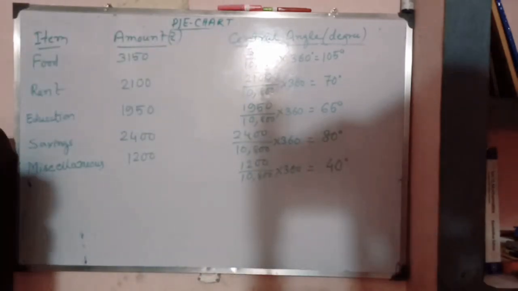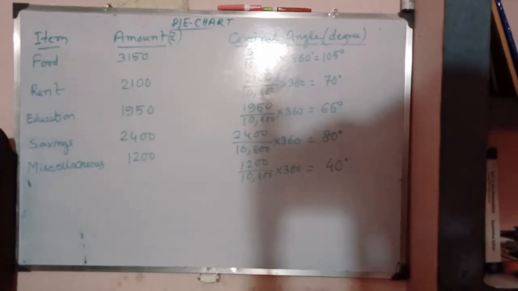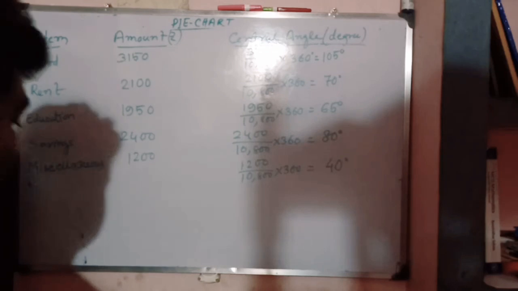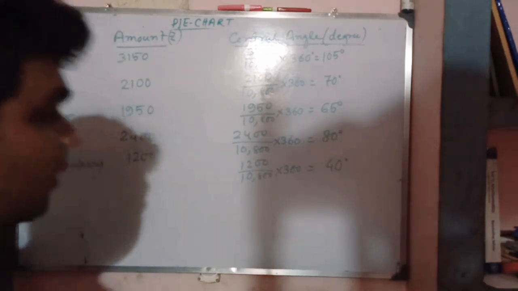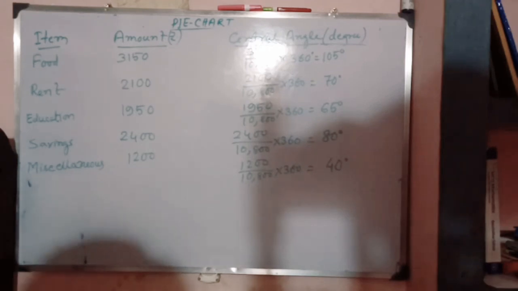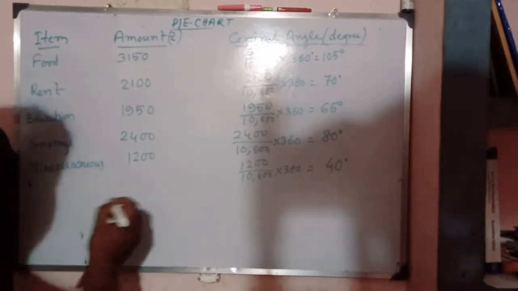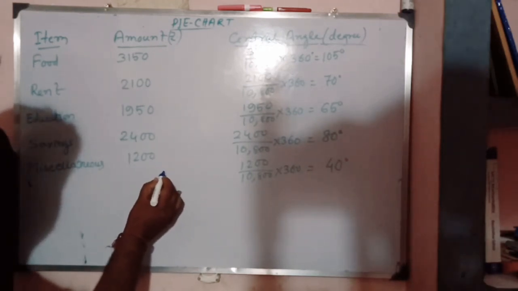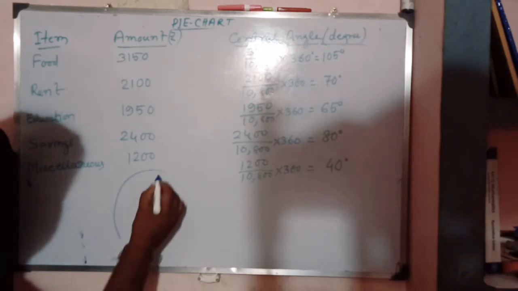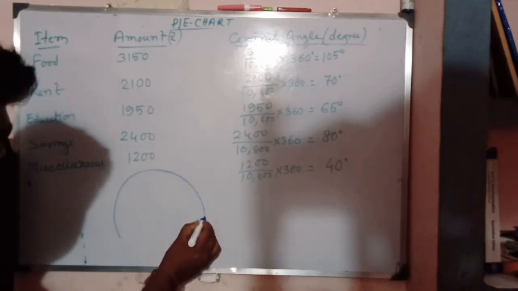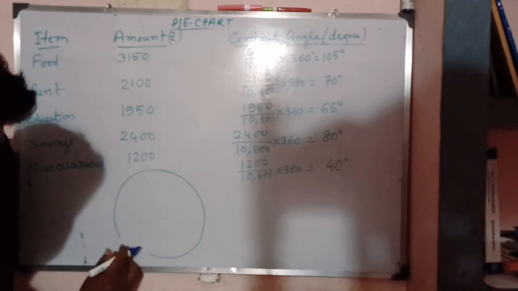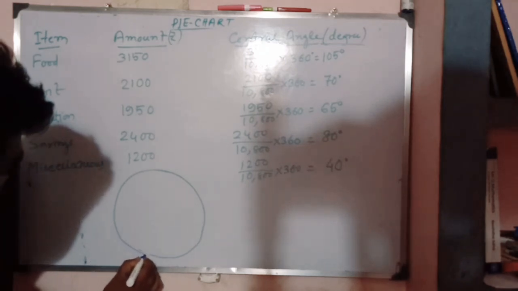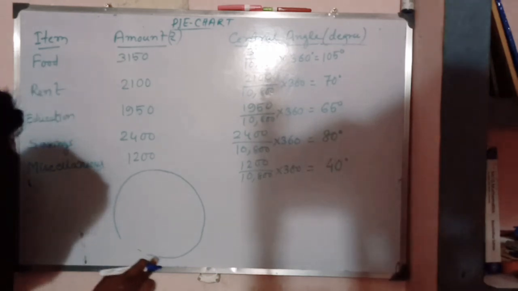Understood? Now we have to represent it in a pie chart. How can we draw a pie chart? For that, I am giving you a rough idea. First you take one circle, drawn with the help of a pencil compass. First you draw it in your copy. Understood?